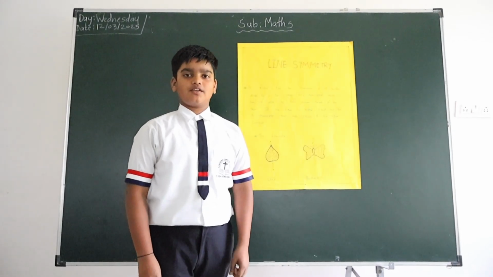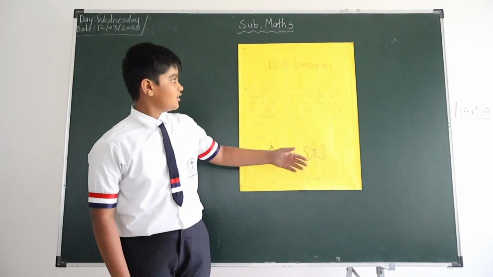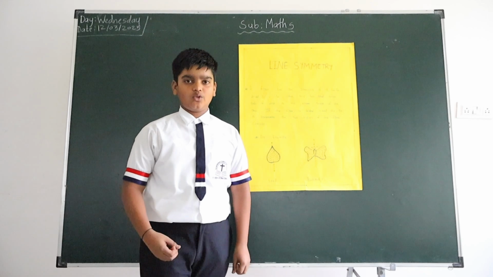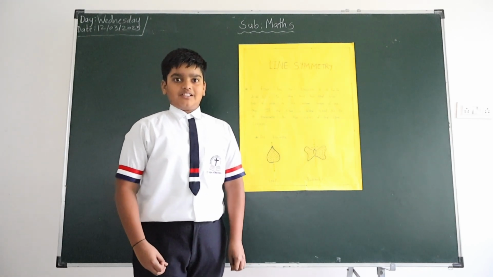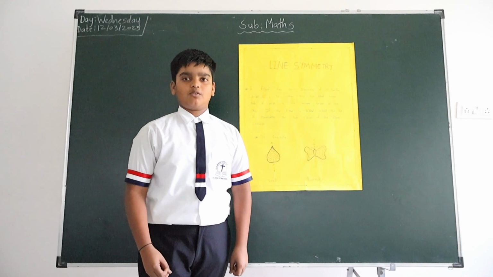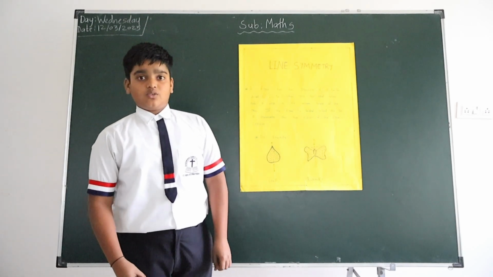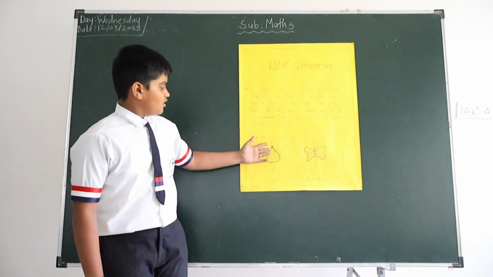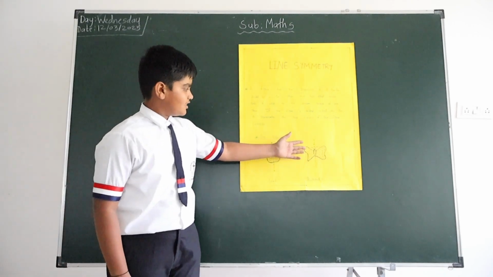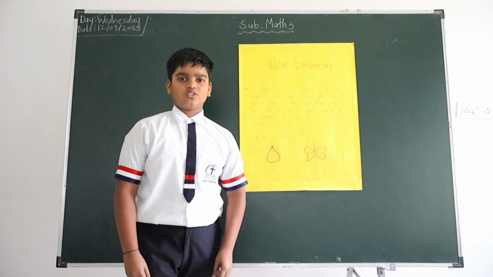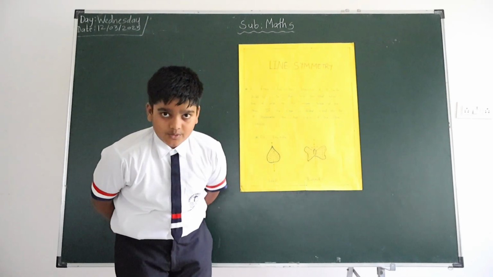Hello friend, my name is Omkar. Today I am going to explain a topic on line symmetry. A figure has a line of symmetry if it can be divided by a line into 2 equal halves. Each is the mirror image of the other. If the figure is folded about the line of symmetry, the 2 halves of the figure coincide. For example, a leaf has 1 line of symmetry and a butterfly has 1 line of symmetry. A line of symmetry is also known as axis of symmetry. Thank you.